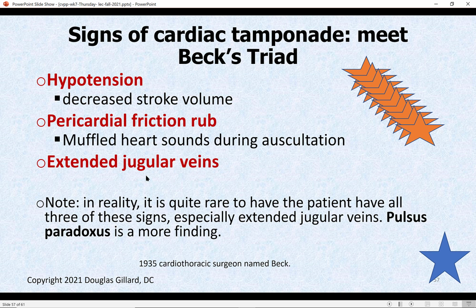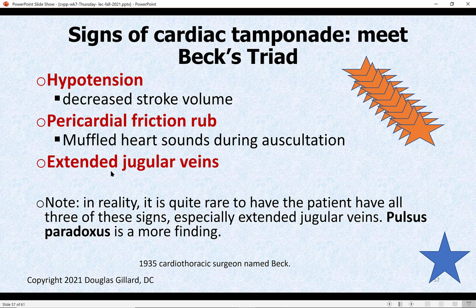Going to be on the test, most likely. Going to be on boards. Been around since 1935. And classically, Beck's triad is you're in the hospital and these are the patient's symptoms. If they have these three symptoms, you think cardiac tamponade from something. So hypotension, they have low blood pressure. Pericardial friction rub. So auscultate with the diaphragm at Erb's point and listen for that muffling of the heart sounds. And then extended jugular veins is the classic description.